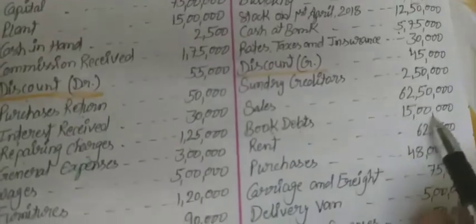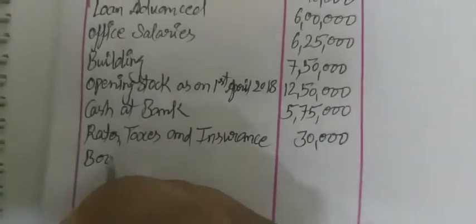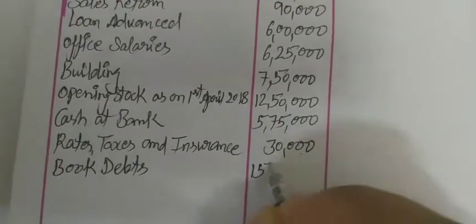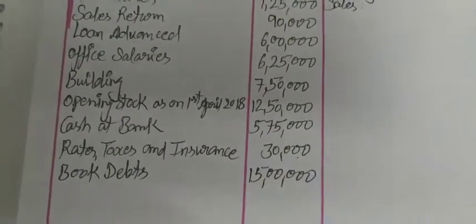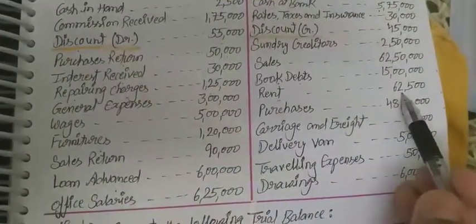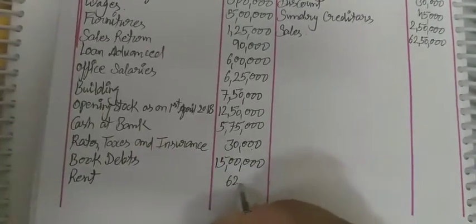After this, book debts 15 lakh rupees. Book debt is debtor. So it will show in a debit side. Book debts 15 lakh rupees show in the debit side. And next one is rent expenses, that is 62,500. Rent 62,500.